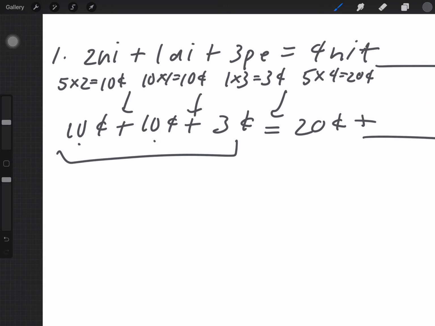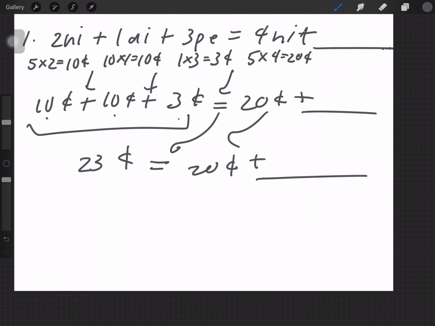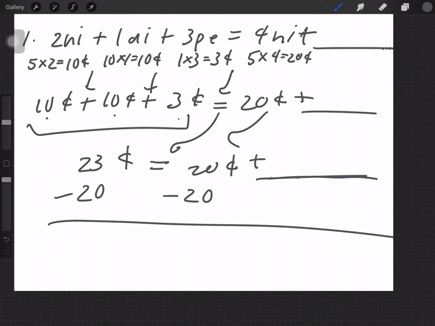So 10 plus 10 equals 20. 20 plus 3 equals 23. 23 cents is equal to 20 cents plus something. So like the variables, this is an unknown number. We don't know this number yet. And in order to find it, you could either just look at it and think for a second, or if you really need to write everything out, you're just going to make sure that this blank is isolated. So we're going to minus 20 from both sides. And now we have 3 cents is equal to the blank. So your blank is 3 cents.